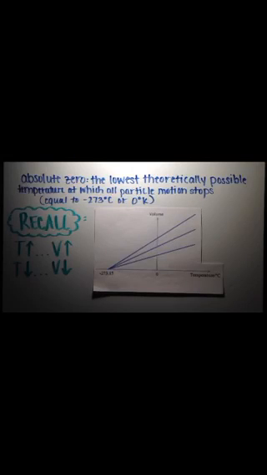Absolute zero is the lowest theoretically possible temperature at which all particle motion stops. It's equal to negative 273 degrees Celsius or 0 degrees Kelvin. At this point, you're probably wondering where in the world we got these values.